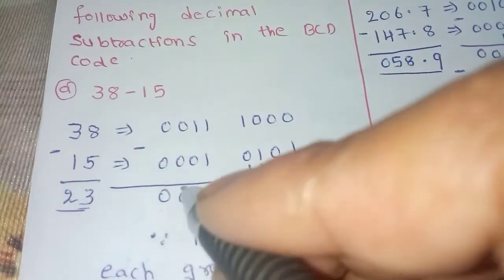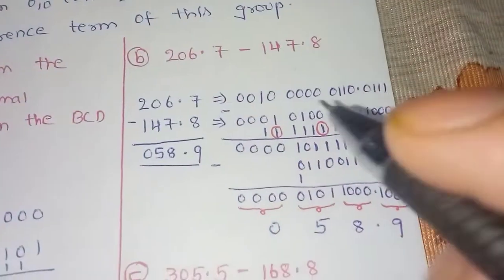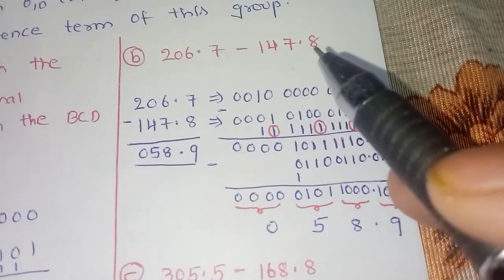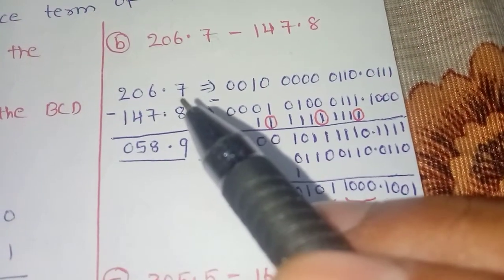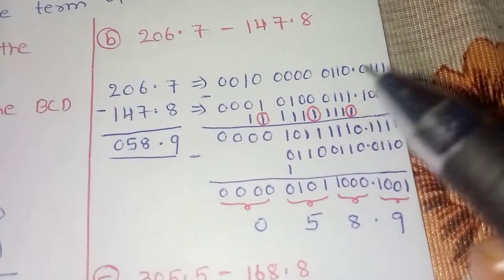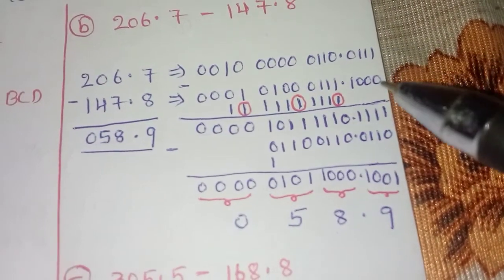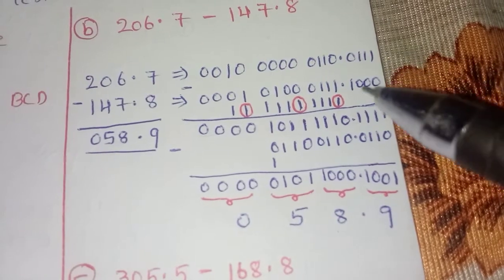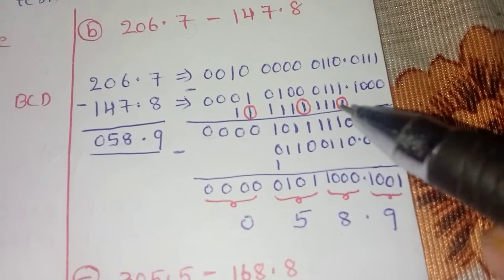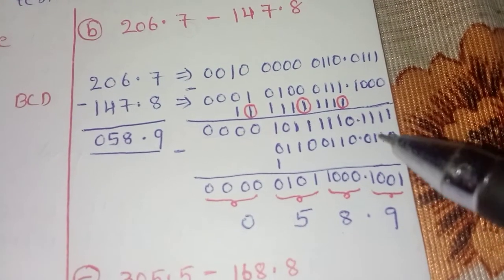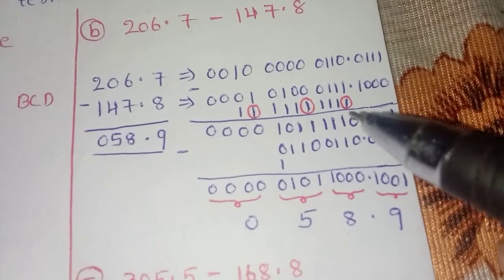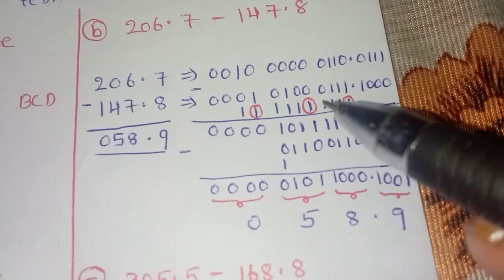Now if you observe this example, 206.7 minus 147.8, we have represented this in terms of BCD. Now if you perform the subtraction, 1 minus 0 is 1, 1 minus 0 is 1, 1 minus 0 is 1, 0 minus 1, difference 1, borrow 1. Since there is a borrow, I have to subtract 6 from this. Then similarly, difference 0 borrow 1, difference 1 borrow 1, difference 1 borrow 1.